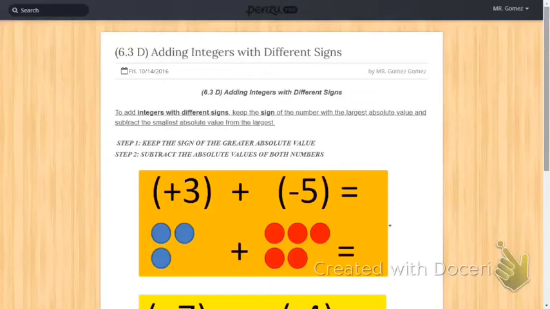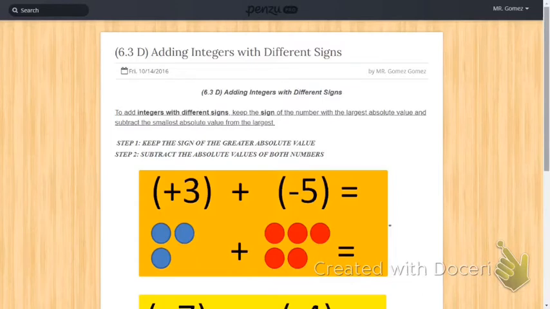Today we're going to be adding integers with different signs. The rule for adding integers with different signs says to keep the sign of the number with the largest absolute value. Once we find the absolute value of each number, we keep the sign, either positive or negative, of the one that's greater.